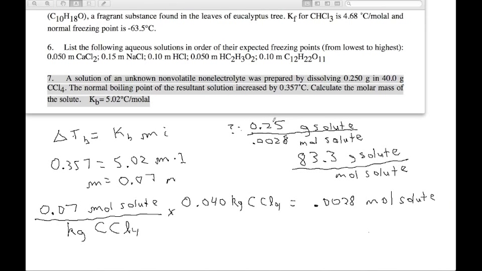And what did you have on the top here? 0.25. Why is this not coming out right for me? 0.357 divided by 5.02 is 0.0071. 0.0071 times 0.04 would be like this. And then 0.25 divided by 0.00284. So now I'm getting that as 88.